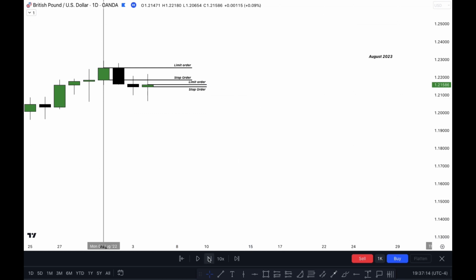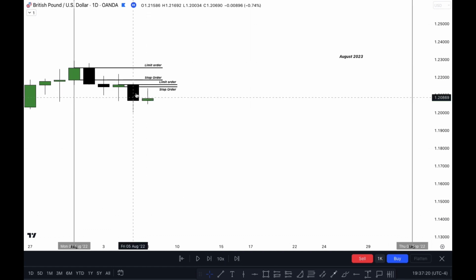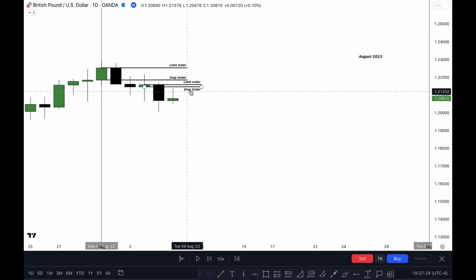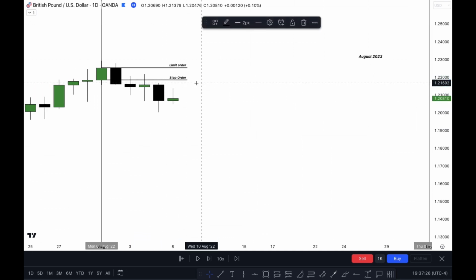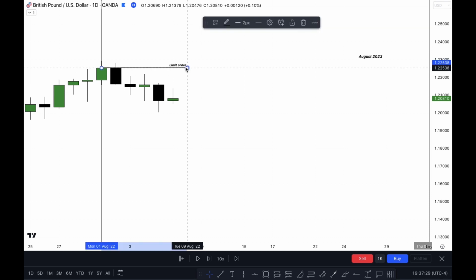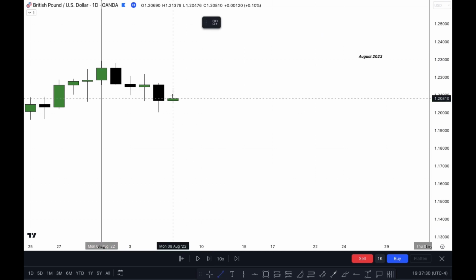What happens the next day? Let's see. Down. Next day, same thing follows. I see the chart is getting a little messy, so I just want to clean it up. We got another up day. What do you do? You go short here or you go short here.